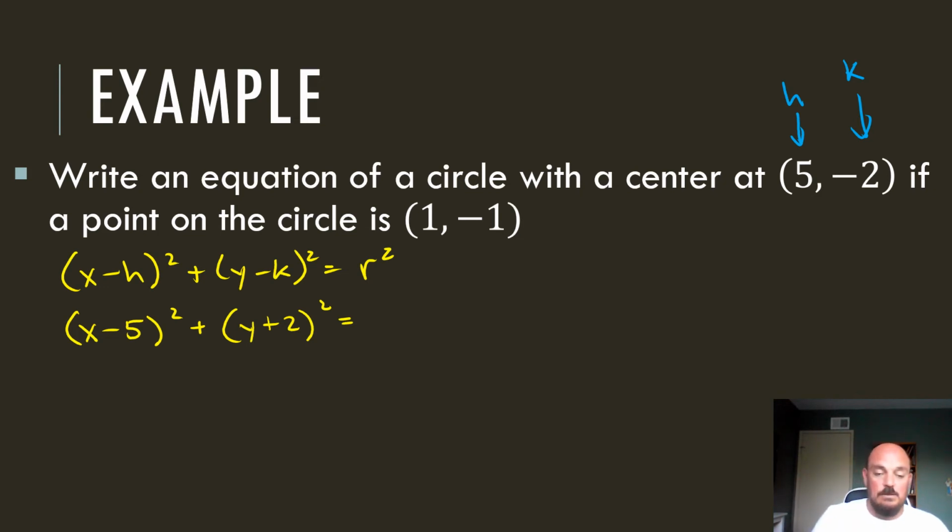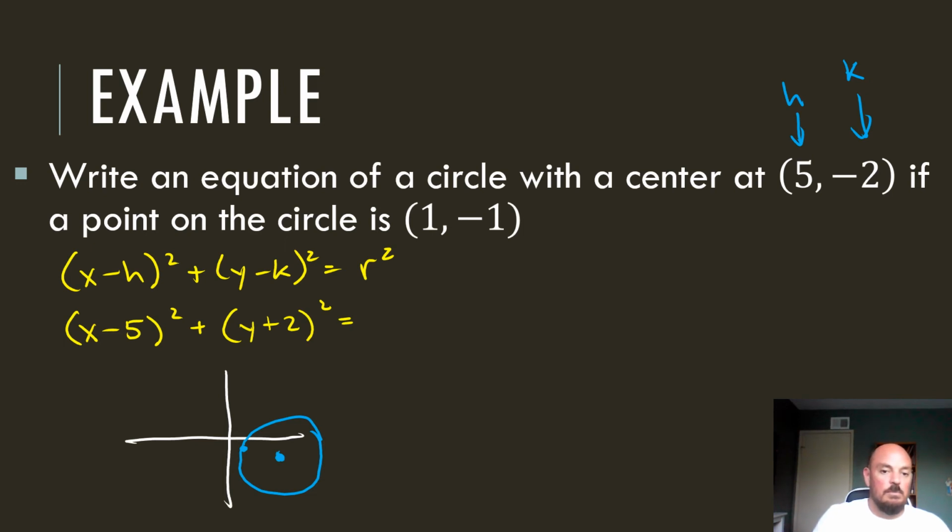Now, to do that, let me draw a quick sketch of what we're looking at here. I have the center at positive 5, -2. Let's say that's over 5 and down 2, right here. I'm going to approximate. Now, 1 point on the circle is 1, -1, right here. So the circle probably looks something like this. It has to go through that point and has to go around the center.